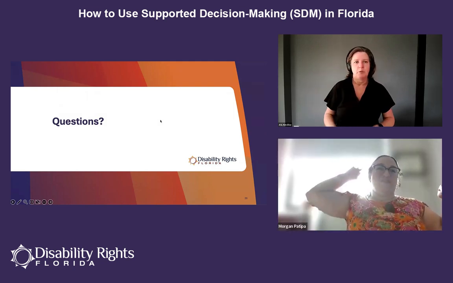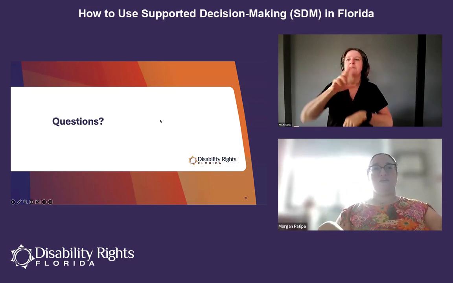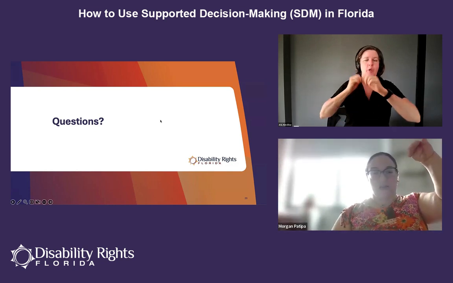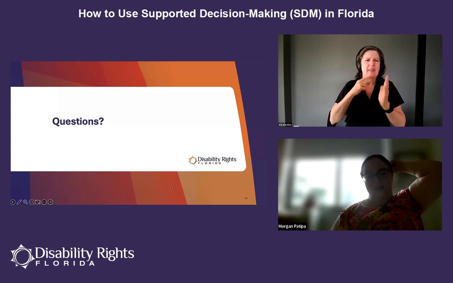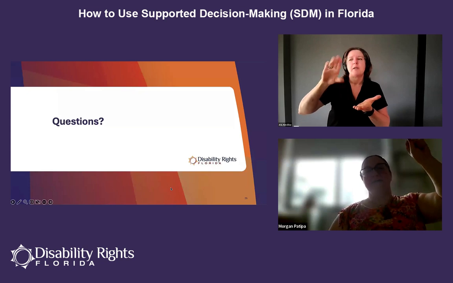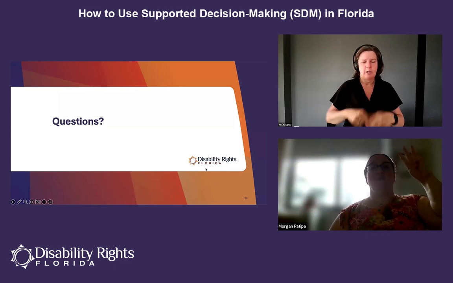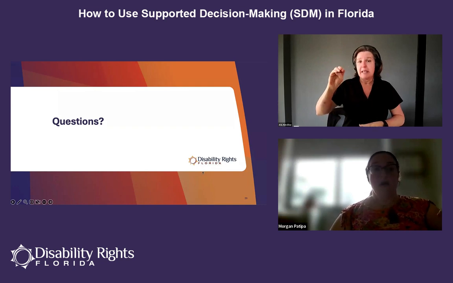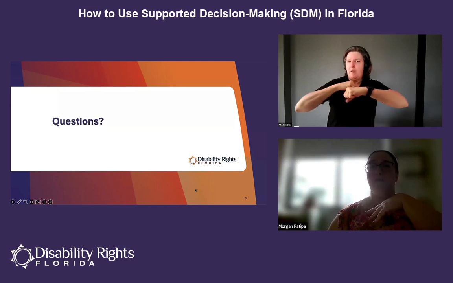Yeah, and I'm going to try to answer this fairly quickly because I know we're running out of time. SDM can actually coexist with guardianship. There's a place on the document, I believe it's section 11 of the SDM agreement, that talks about coexisting with a guardianship and the guardian signature. But the guardian signature is only required if the SDM agreement touches on the rights that have been removed from the individual.